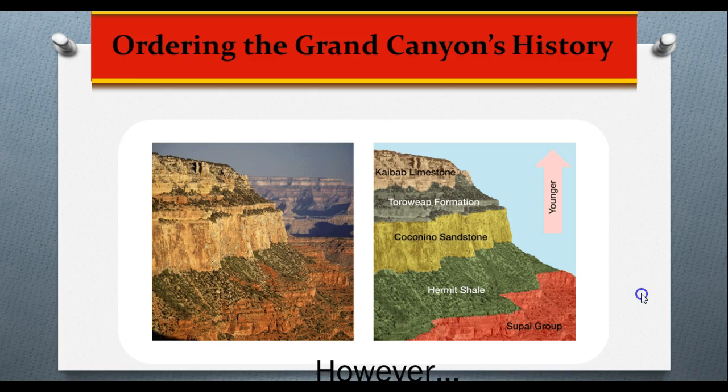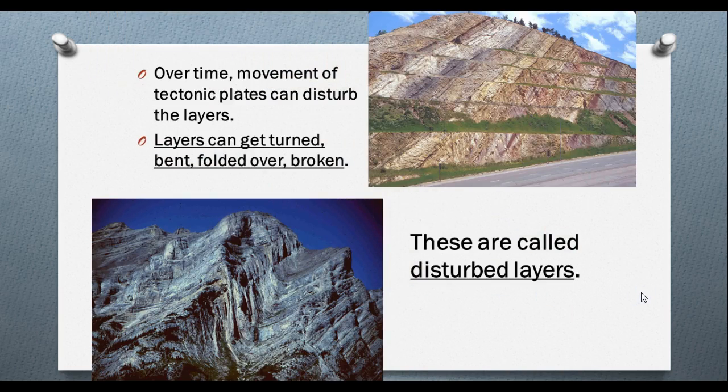However, as we said before, there's tectonic plates that are moving. The rock is not just staying where it is after those sedimentary layers get deposited. So things can happen. The layers can get turned, they can get bent, they can get folded over, they can get broken. And when this happens, we call those layers disturbed layers. It just means they're not in their nice, flat, horizontal layers anymore.